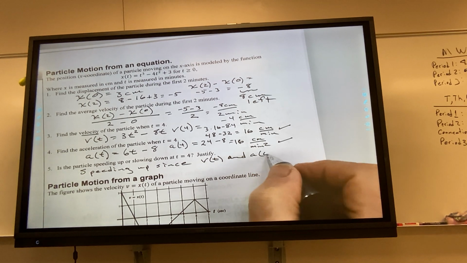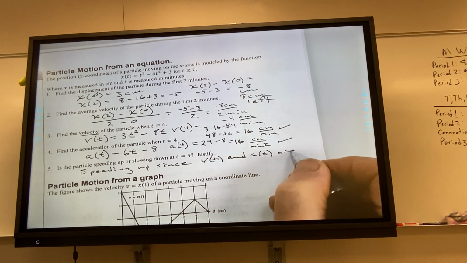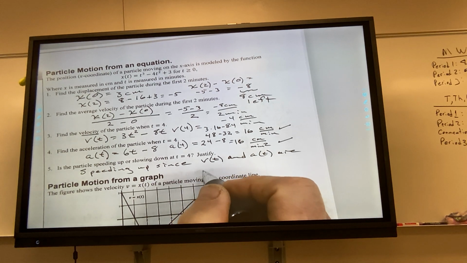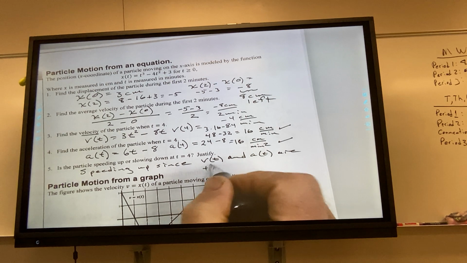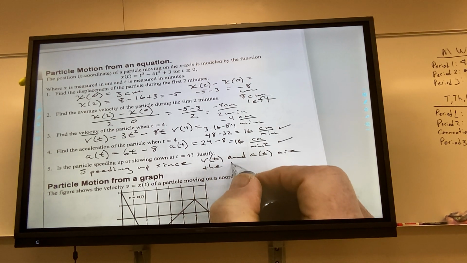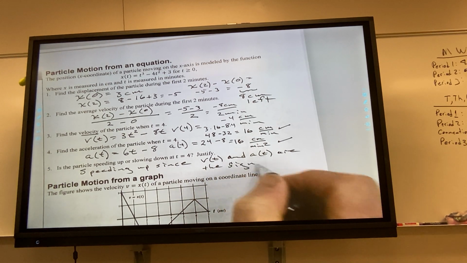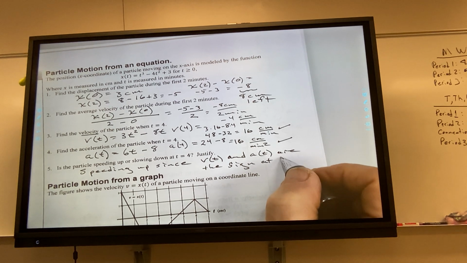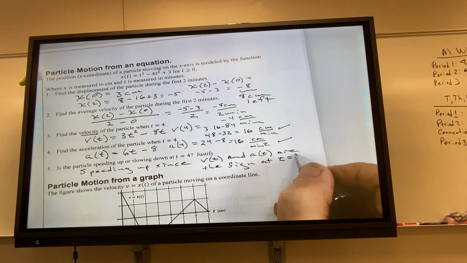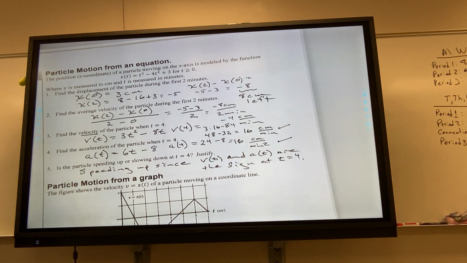So v(t) and a(t) are the same sign. And now you better say t equals 4, because maybe at 4.1 they're different. Maybe at 3.9 they're different.